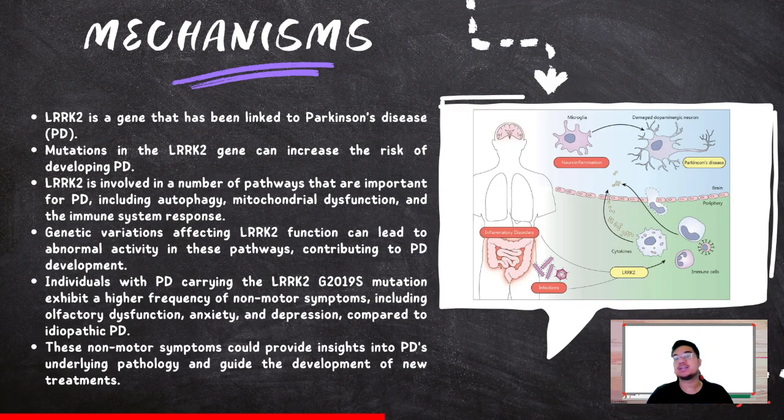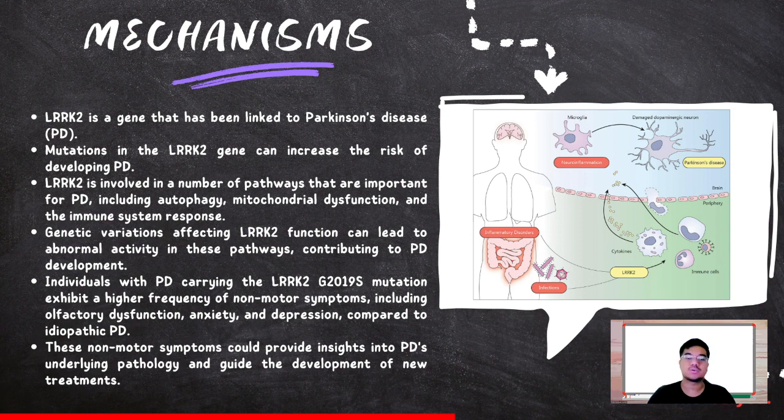Now let's discuss the mechanisms behind this genetic mutation. First, the involvement of LRRK2 with Parkinson's disease (PD) is significant, as genetic variations in LRRK2 influence PD susceptibility and its interactions with other PD-associated proteins. Understanding the mechanisms behind LRRK2 in PD pathology is crucial for developing effective treatments.